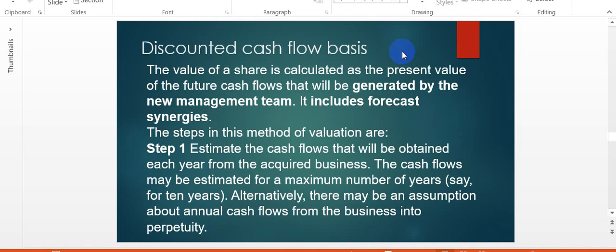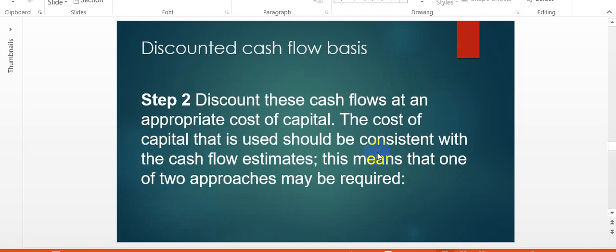The steps in this method of valuation are as follows. In step 1, you estimate the cash flows that will be obtained each year from the acquired company. The cash flows may be estimated for a maximum number of years, say 10 years. Alternatively, there may be assumptions about annual cash flows from the business into perpetuity. Step 2 is to discount these cash flows at an appropriate cost of capital. The cost of capital that is used should be consistent with the cash flow estimate. This means that one of two approaches may be required.